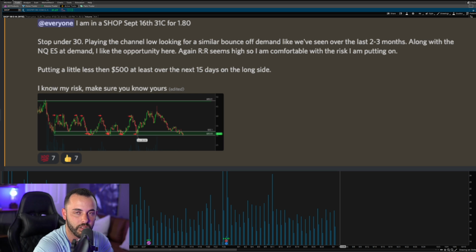I'll go ahead and pop up what I wrote about this position on the screen. I got into some calls with a stop loss under 30. That is my hard stop. I don't want to see Shopify lose that $30 level.